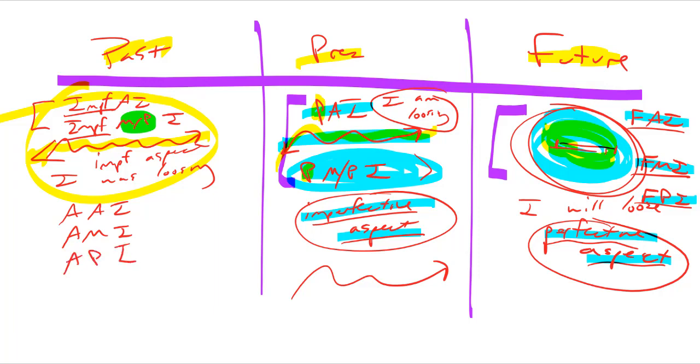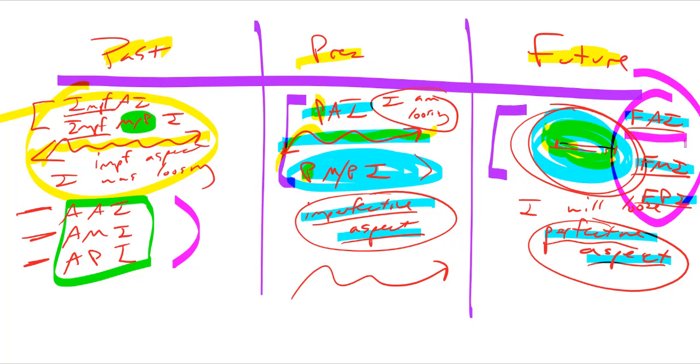So there were three distinct paradigms, right? Three distinct paradigms. What is that parallel to? Well, that's parallel to the future, right? The future had three distinct paradigms. The aorist has three distinct paradigms.